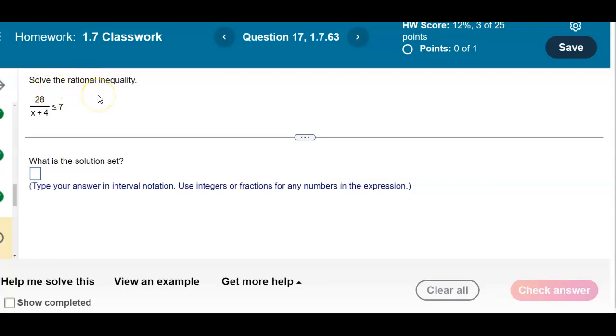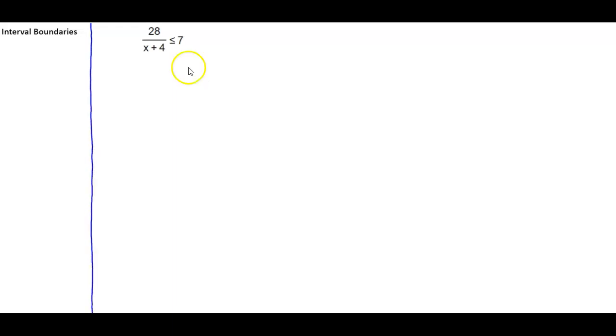Solve the rational inequality. We have 28 divided by x plus 4, which is less than or equal to 7. So here's our rational inequality. The first thing that we want to do, before we can find the interval boundaries, is make sure that we set this inequality to have a 0 on the right side. So we need to subtract 7 from both sides of the rational inequality.